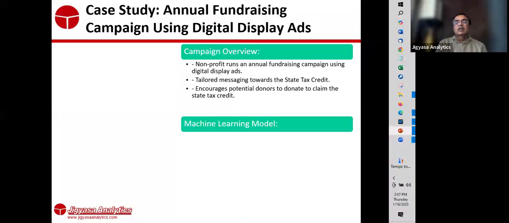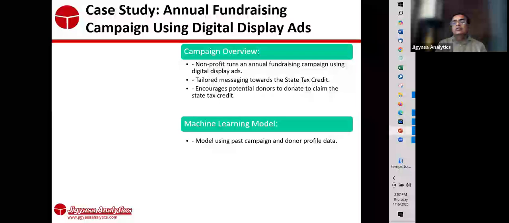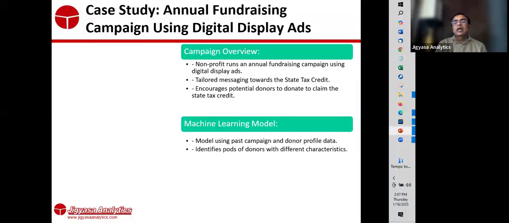The machine learning model used past campaign and donor profile data to build the model. And it tries to identify pods of donors with different characteristics. And later on, I will reference back to this and tell you what I exactly mean. But that's what the model did. And then greater importance was given to high value donors in this exercise.